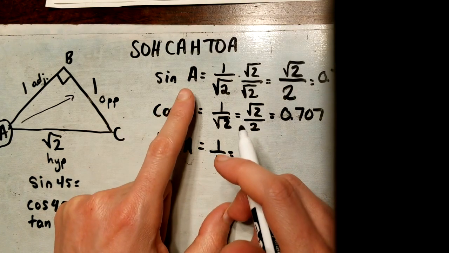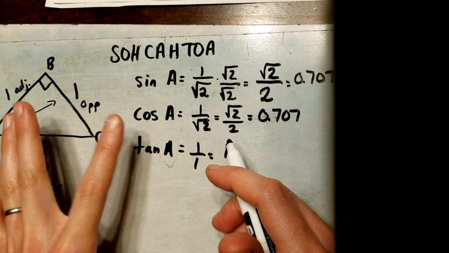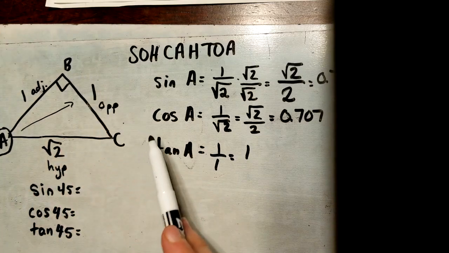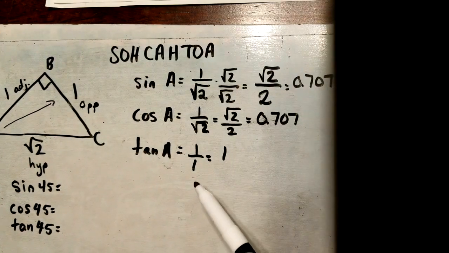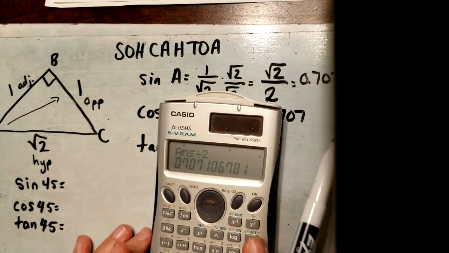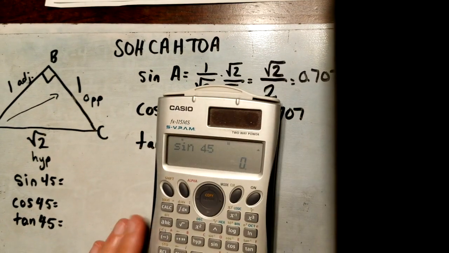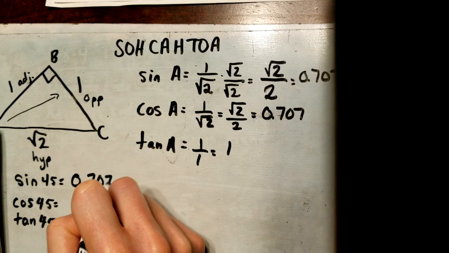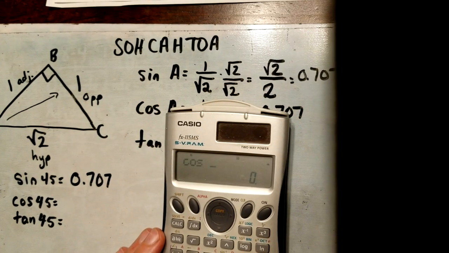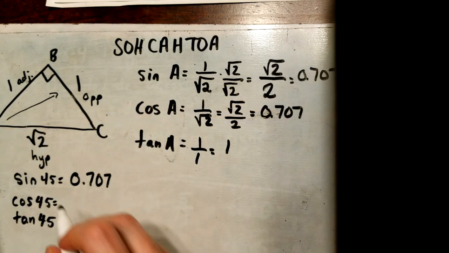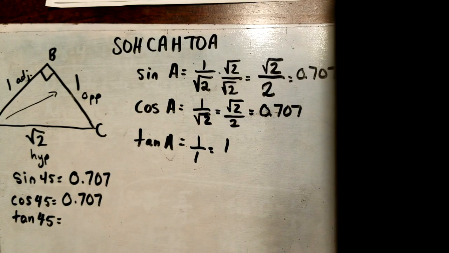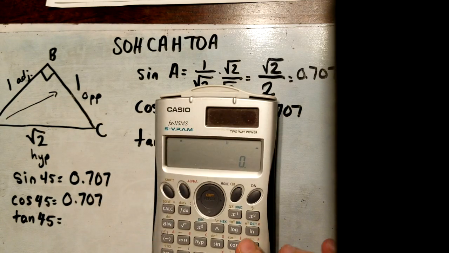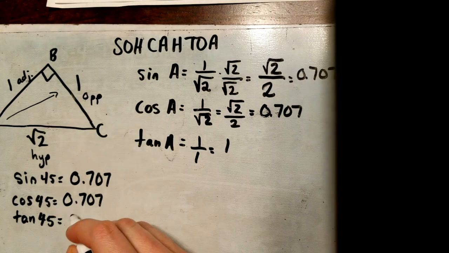And remember now, no matter how big, now that we know that this is a 45, 45, 90 triangle, I could make this triangle bigger and these ratios would still be the same. So let's look. What do you think the sine of 45 is going to equal? Equals 0.707. What do you think the cosine of 45 is going to equal? And I'm guessing you can probably guess what the tangent of 45 is going to equal. Kind of just already said the answer.